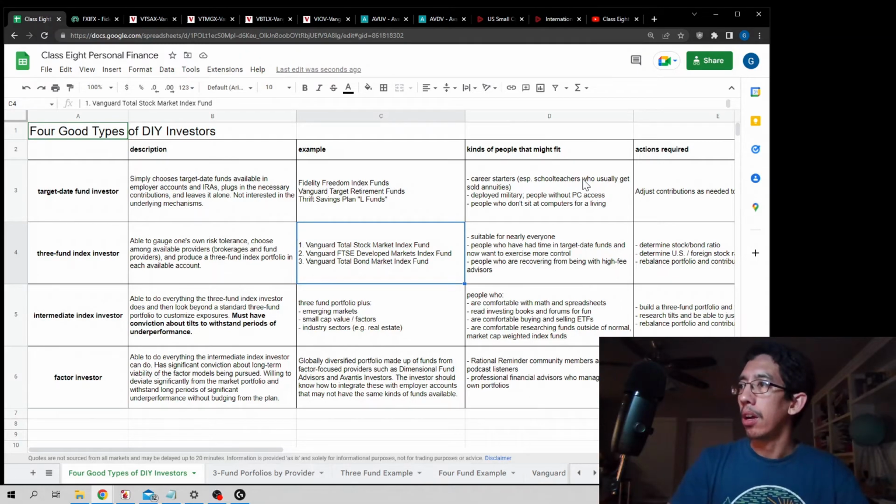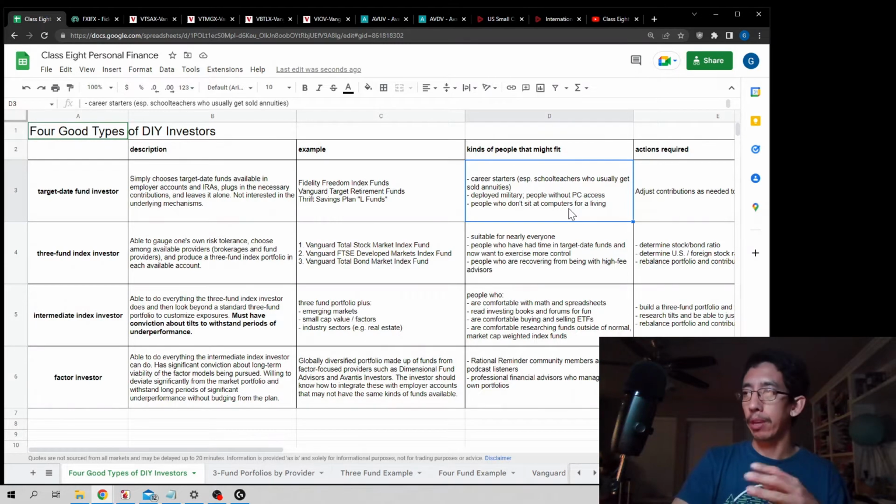You're good. And then another kind of person, people who don't sit at computers for a living. I'm thinking folks at my own employer, truck drivers, warehousemen, etc., who don't want to figure out how to make a three fund portfolio. Use a target date fund. Nothing wrong with that. You'll pay a little more in fees, but the behavioral errors you might commit by trying to manage it yourself would perhaps be outweighed by just having a target date fund, where it's much more difficult to make those kinds of errors.